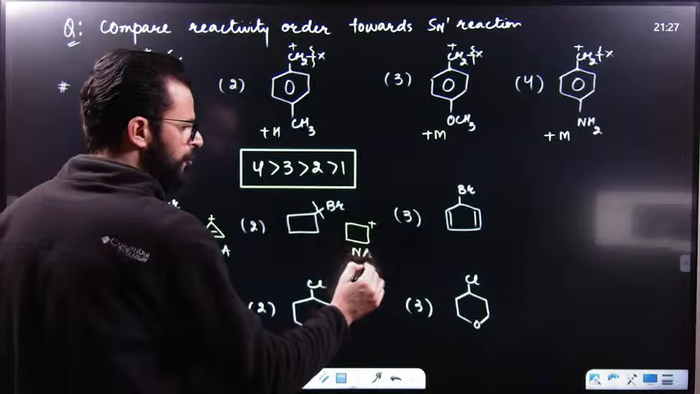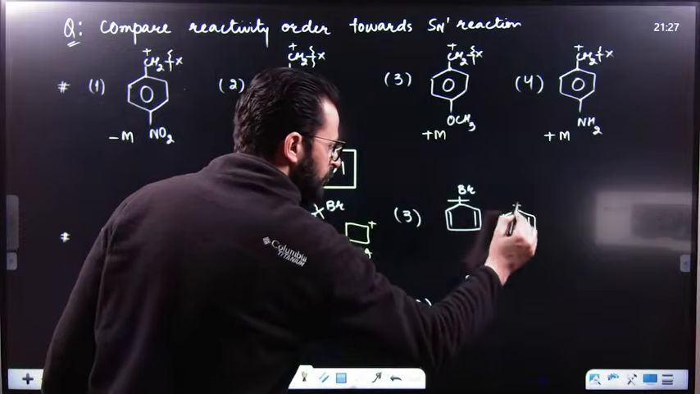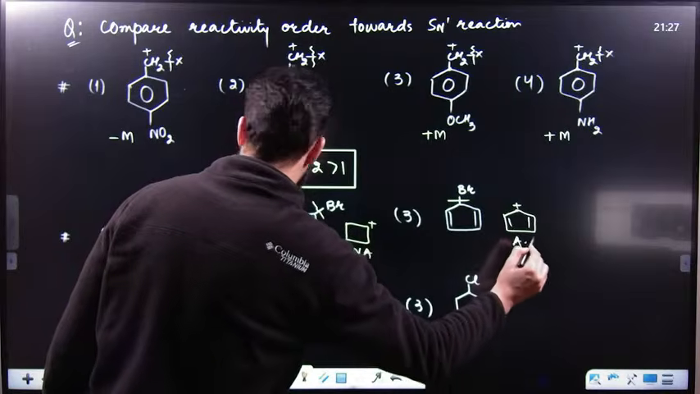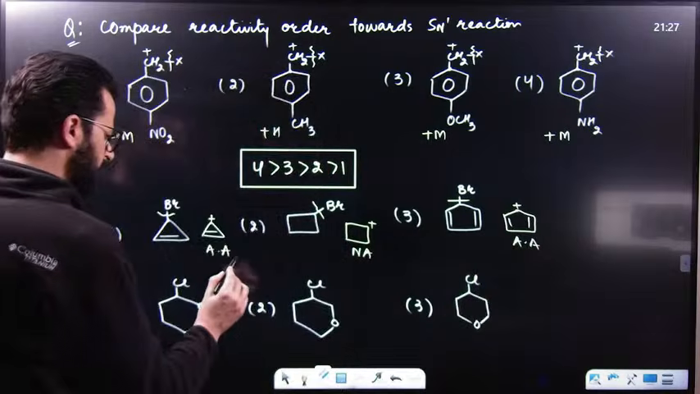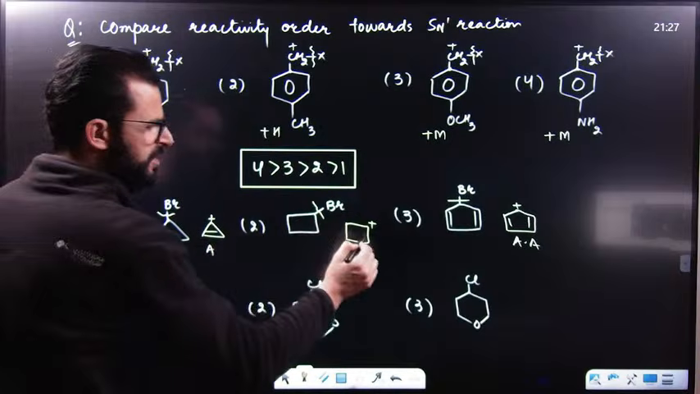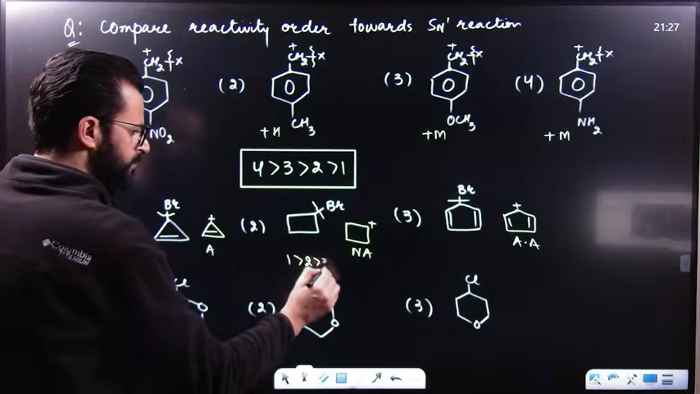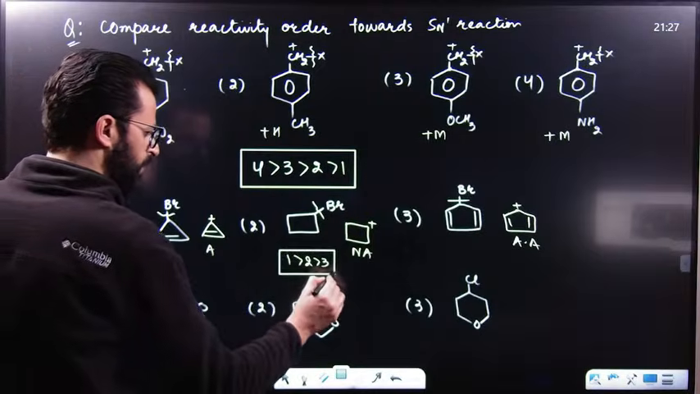This is non-aromatic. When this is broken, this will be the carbocation, and this is what we call anti-aromatic. Sorry, this is not anti-aromatic, this is aromatic. Now, aromatic with 2 pi electrons. We know aromatic is more stable than non-aromatic than anti-aromatic, so the answer will be 1, 2, and 3. So the answer is 1, 2, and 3.